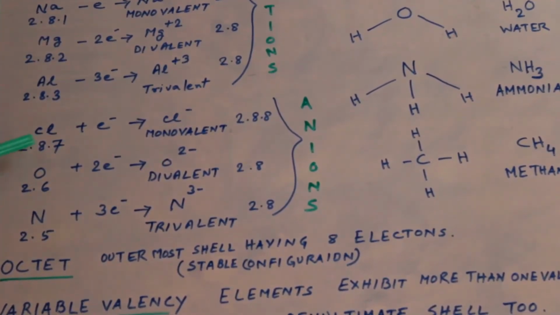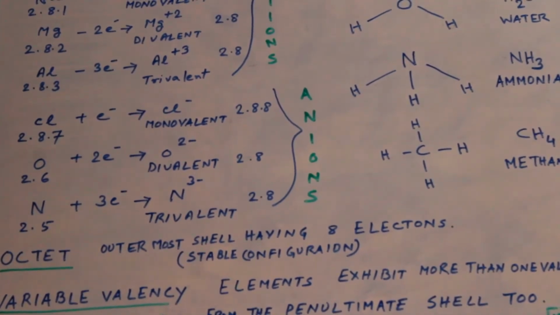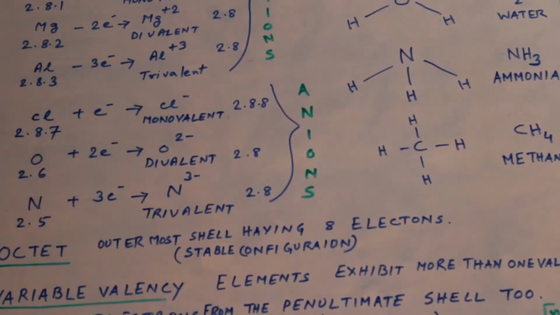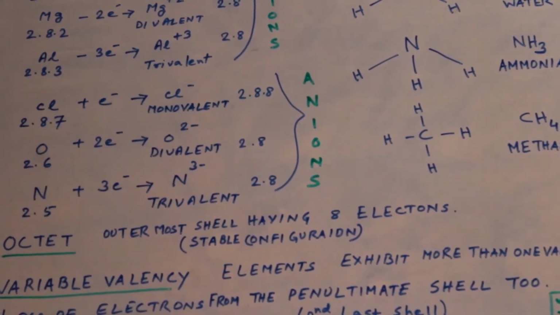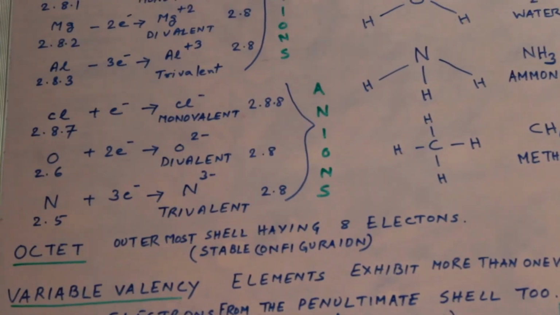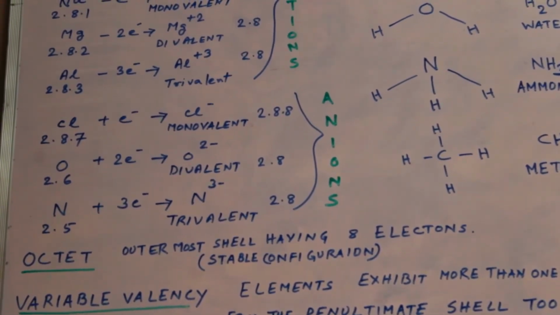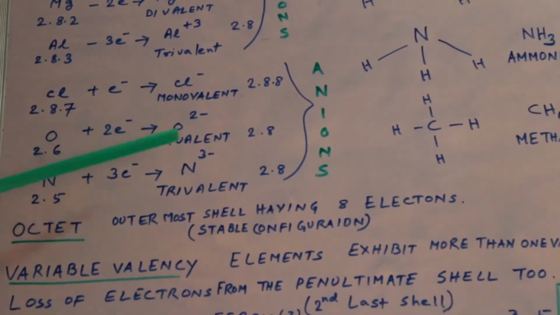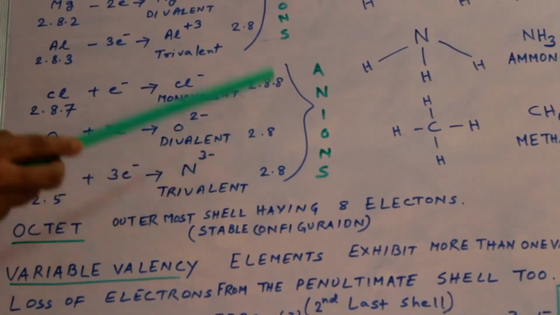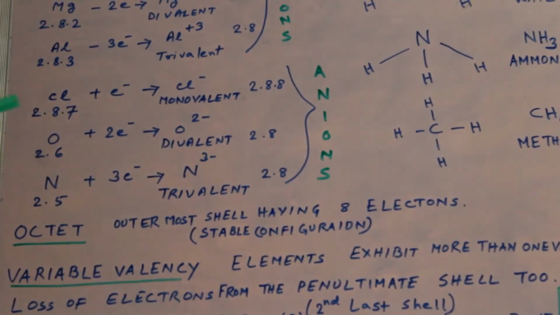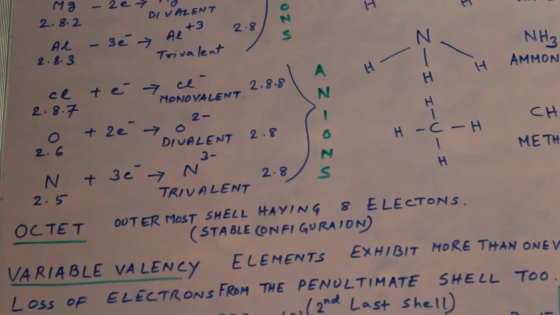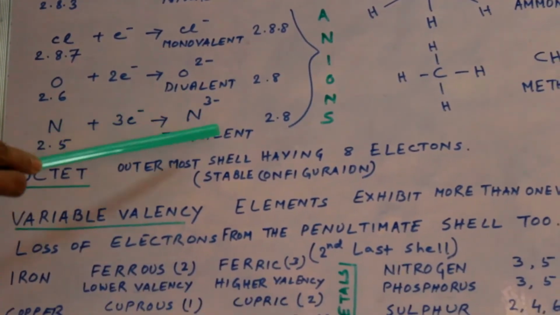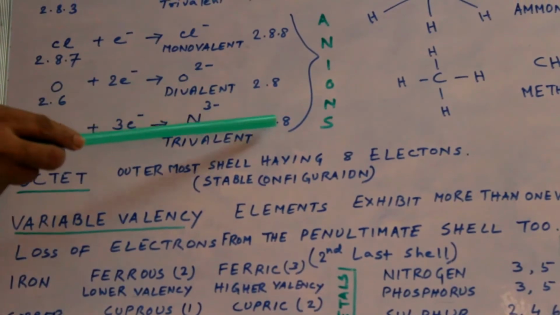Here in chlorine 2,8,7, atomic number of chlorine is 17. If I add 1 electron, it becomes Cl-, monovalent, 2,8,8, outermost 8 electrons. Here oxygen 2,6, atomic number is 8. If I add 2 electrons, then O2-, which is divalent. Again the electronic configuration becomes 2,8, that means 8 electrons in the outermost shell. And nitrogen 2,5, atomic number 7, if 3 electrons are added, it becomes trivalent, N3-, again 8 electrons in the outermost shell.